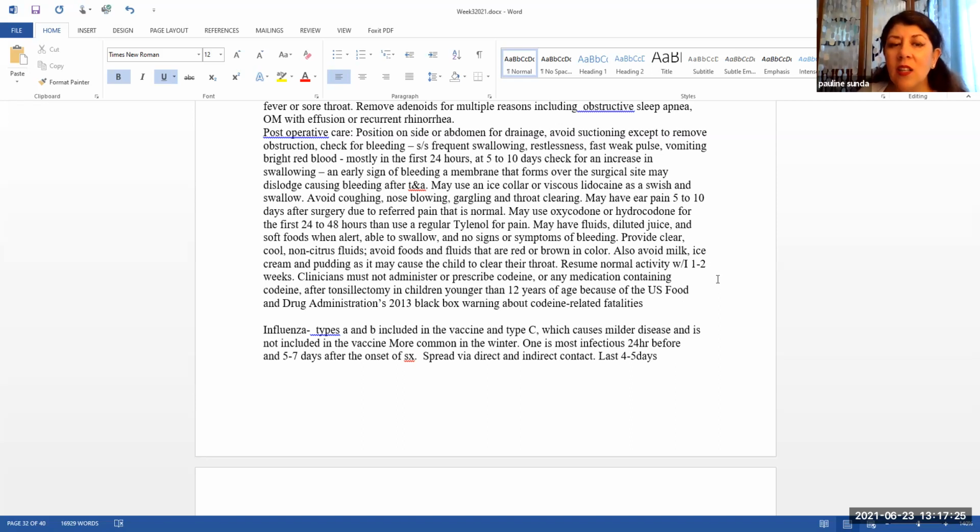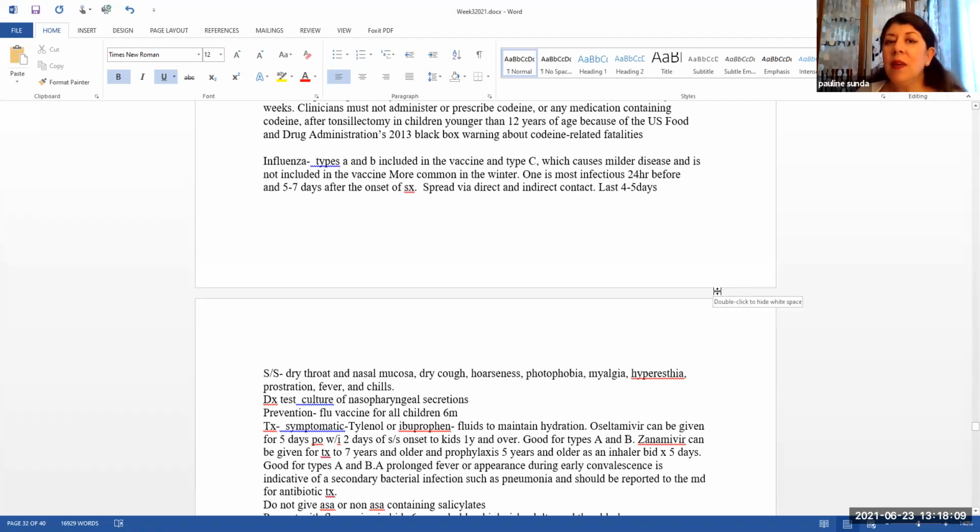You want to provide clear, cool, non-citrus fluids, and you also want to avoid foods and fluids that are red or brown in color. We don't want to confuse them for blood if they vomit. Also avoid milk, ice cream, and pudding because that can also cause a child to clear their throat. You want to resume normal activities, typically within 1 to 2 weeks. Clinicians must not administer or prescribe codeine or any medications containing codeine after a tonsillectomy in children younger than 12 years of age because of the United States Food and Drug Administration's 2013 black box warning about codeine-related fatalities.